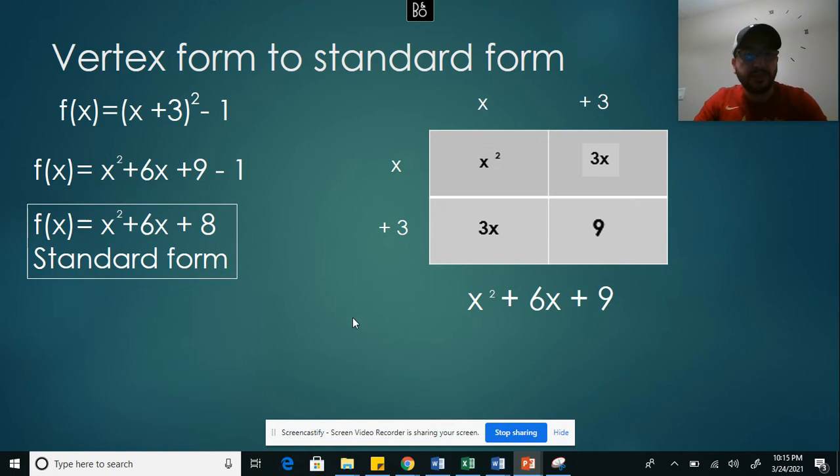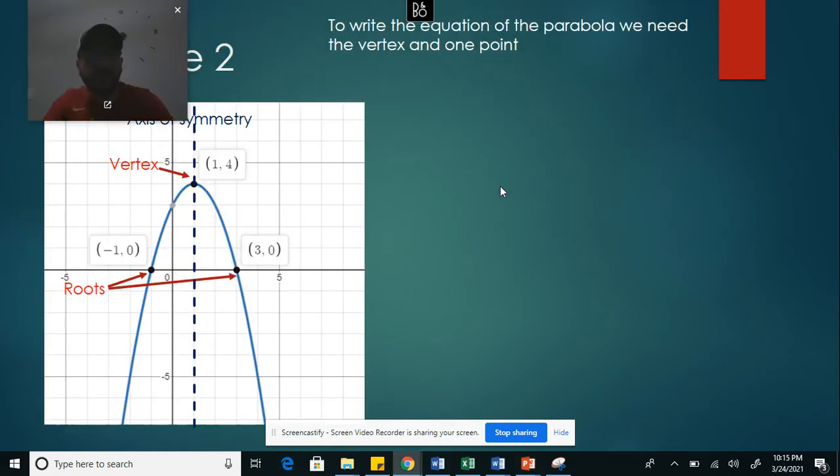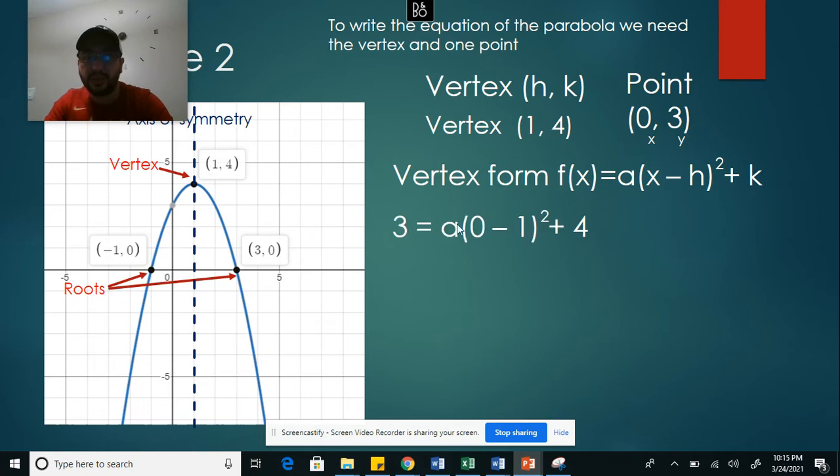Okay, let's see another example. We got this one. Again, we only need the vertex and 1 point. So we need to solve for a first. We're going to substitute the y. It's going to be 3. I use this point. You can use any point on the parabola, okay? But I just use the y-intercept.